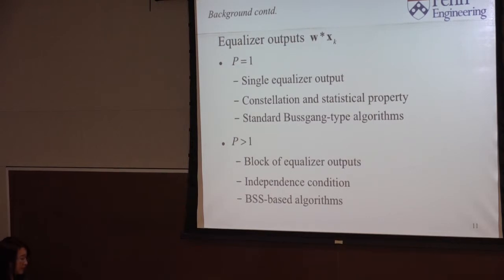So if P is equal to 1, then there is a single equalizer output. And in such a case, we could only explore the constellation and structural property of the output. And that is what is done in the standard Pascal type algorithm. But when P is larger than 1, we will have a block of equalizer outputs. And in such a case, we can explore the independence condition of these outputs, as is done in BSS-based algorithms. And next, I will talk about my algorithm that's based on these.